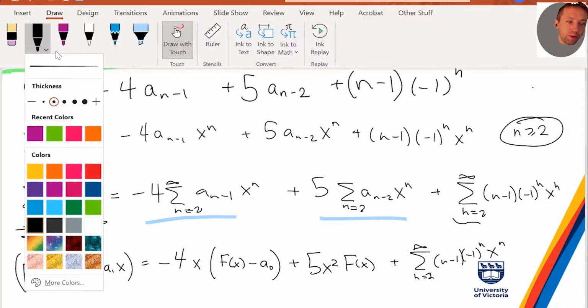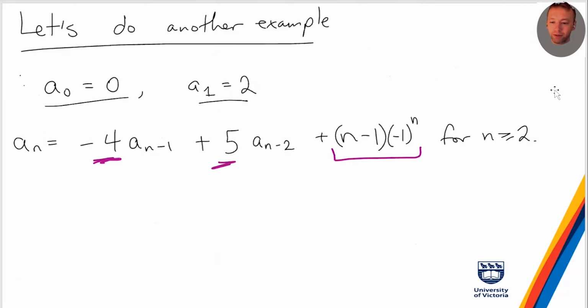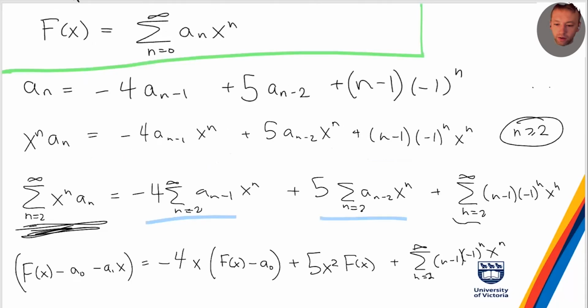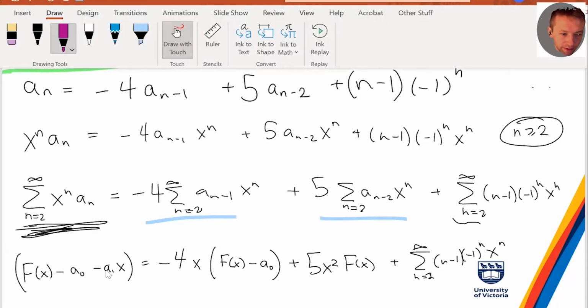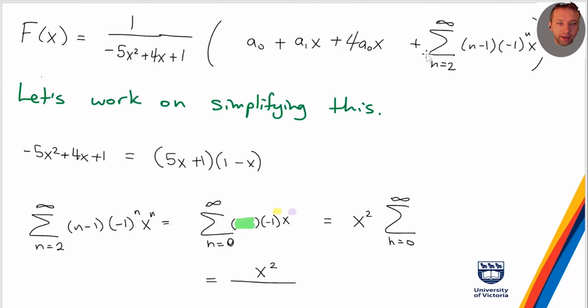So at this point, if I want to solve for f of x, in theory, if I was asking for a general solution, I can't plug in a0 and a1. But here I was asking for a specific solution where a0 is 0 and a1 is 2. So I'll plug those in. I can put in a 0 here, and a1 is 2, a0 is 0.